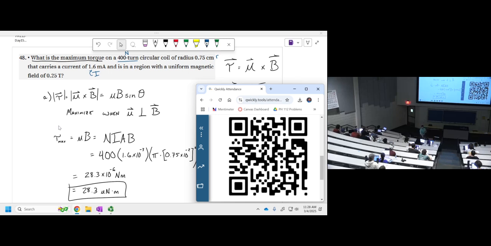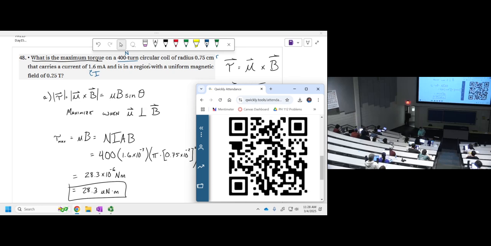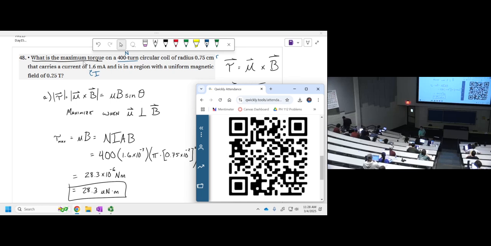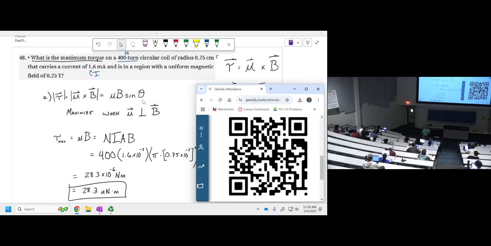Okay, so the question was, where did sine theta go, essentially? Sine theta, mu and B are fixed values based off of the values given in the problem. So that means the only thing that is variable in terms of finding the maximum torque is the angle theta. And sine theta is maximized when theta is 90 degrees. When theta is 90 degrees, sine of 90 degrees is 1.